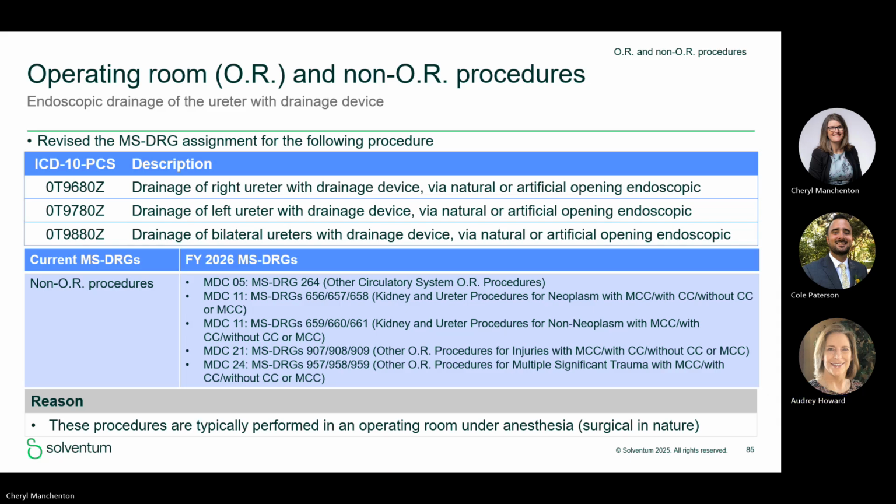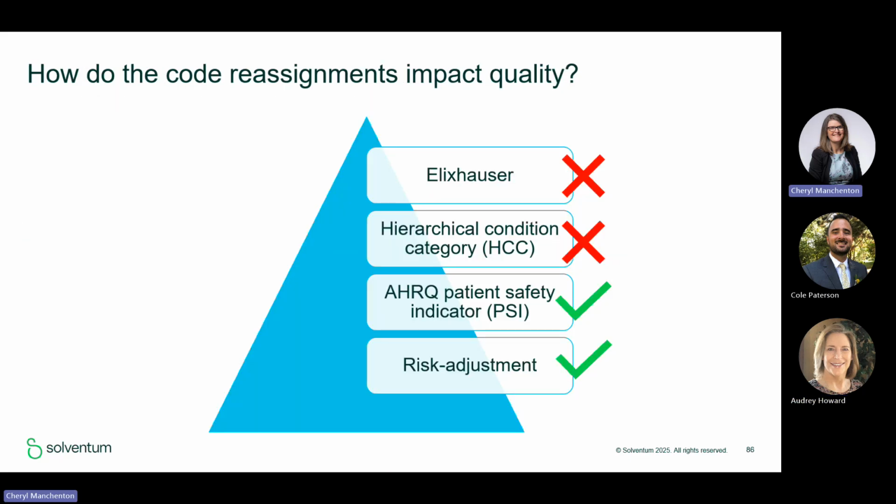Cheryl? So again, when you have patients that are really surgical patients, these are performed in an operating room, right? These are surgical procedures that have high risk of complications, including infections and dissections and things like that. Moving these patients into a surgical DRG will increase your denominator of surgical patients instead of medical patients.